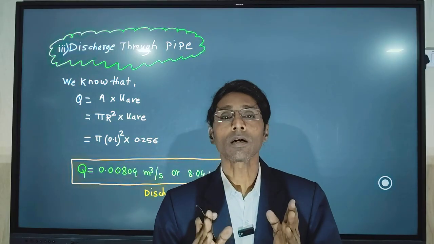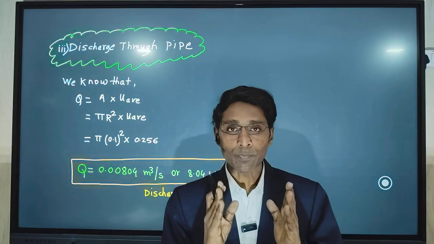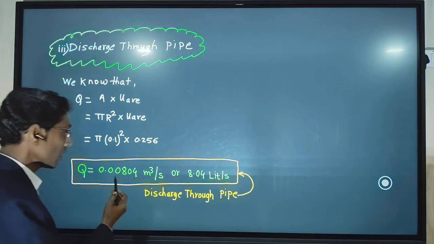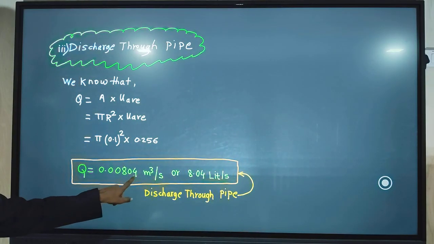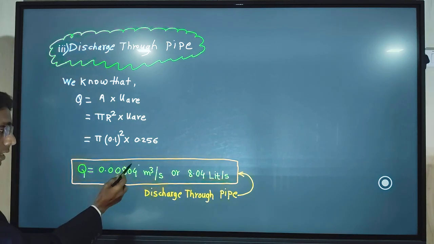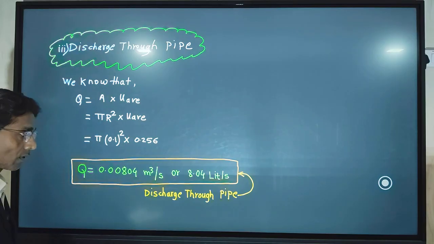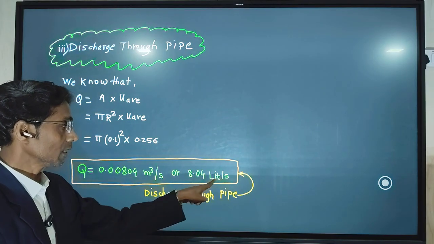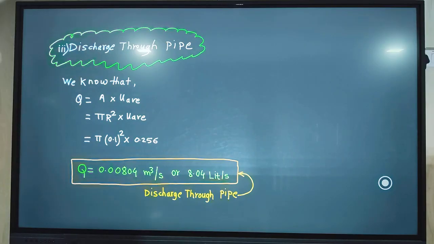Sometimes in the numerical, discharge is expected in liter per second. So we can convert discharge from meter cube per second to liter per second by multiplying this value with 10 raised to 3. So here is the discharge through pipe in liter per second.